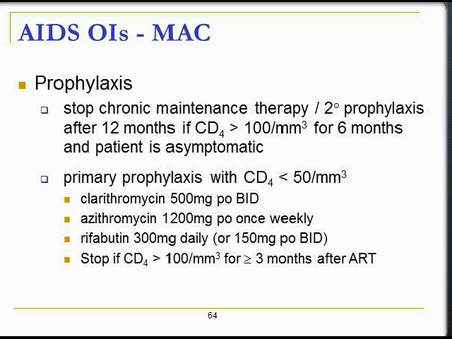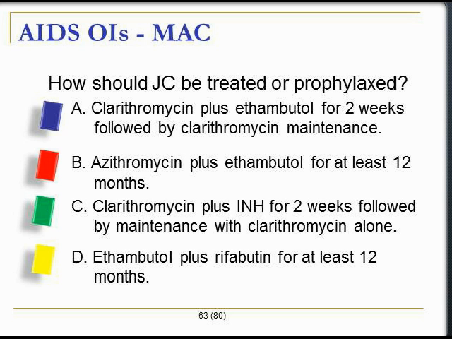Primary prophylaxis is recommended, and I have listed there when the CD4 count is less than 50 and the agents that you can potentially use, and I mentioned azithromycin is most commonly used because of its once-weekly dosing. So how should JC be treated? Well, it's a macrolide and ethambutol for at least 12 months. So the correct answer is B.